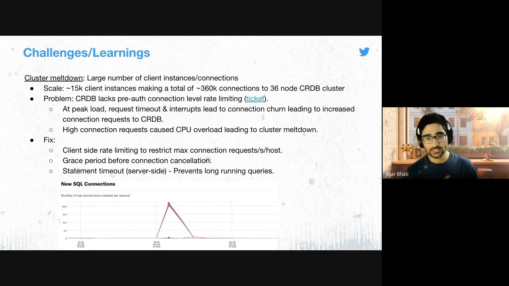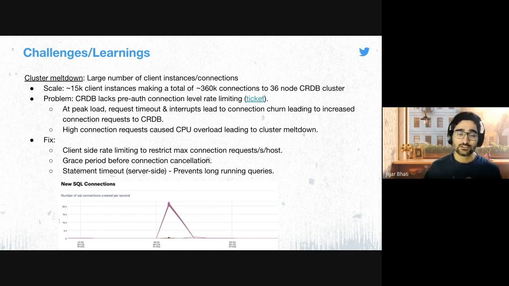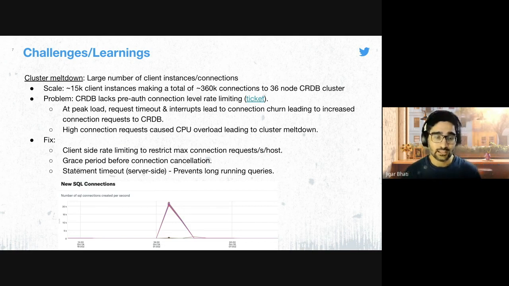So, for example, let's consider a case where we have the client-side timeout set to 20 milliseconds, and the server-side timeout set to 40 milliseconds. In that case, we can set up the grace period to be, let's say, 80 milliseconds. That way, even if there is a client-side timeout, it will wait until the grace period before the connection is cancelled. So the server gets a chance to respond back saying the statement timed out or whatever, in the cases where some of the queries take longer than the estimated time.